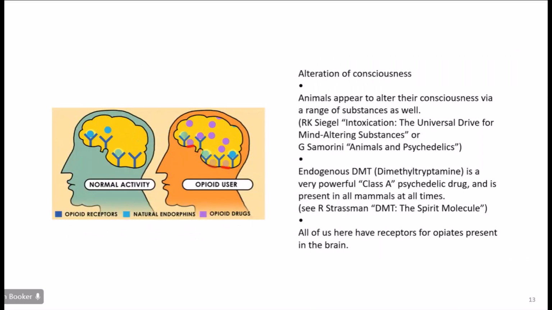And on the alteration of consciousness, animals appear to alter their consciousness via a range of substances as well. You can read R.K. Siegel's Intoxication, the Universal Drive for Mind-Altering Substances, or G. Sammarini, Animals and Psychedelics. Endogenous DMT is a very powerful Class A psychedelic drug and is present in all animals at all times. And you can read R. Strassman, DMT, the Spirit Molecule. All of us here have receptors for opiates present in our brains.